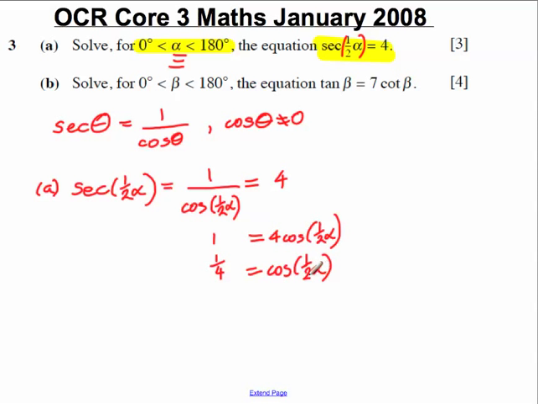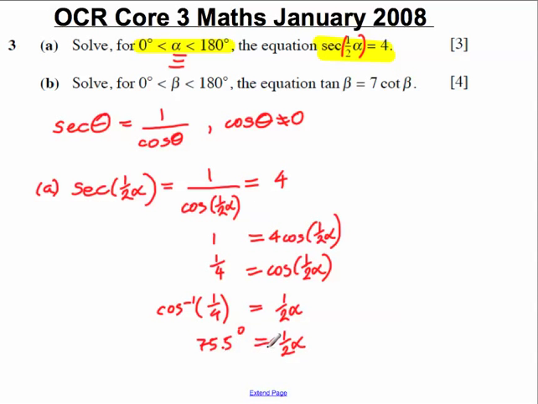Let's try and solve for a half alpha. What must a half alpha therefore equal? Well, it must therefore equal the inverse cos function applied to a quarter. And if you tap that in your calculator, you'll get that a half alpha must equal 75.5 to 3 significant figures. That's degrees, because we're dealing in degrees.